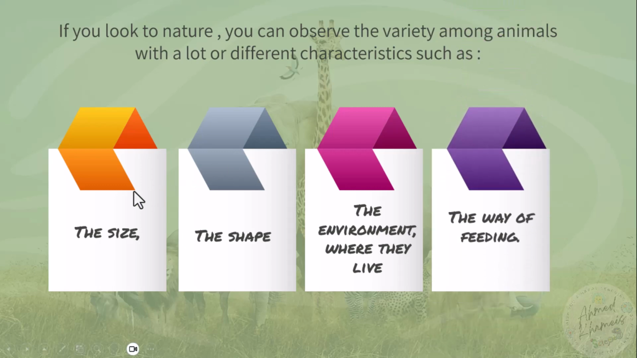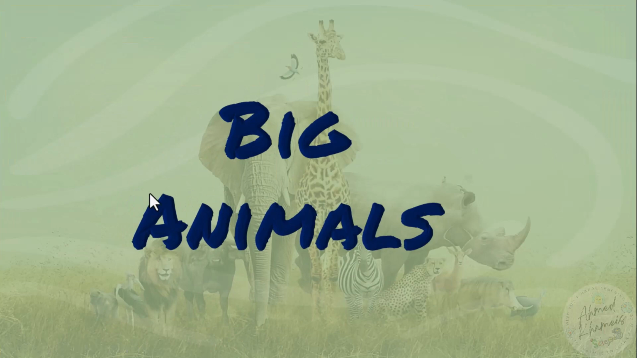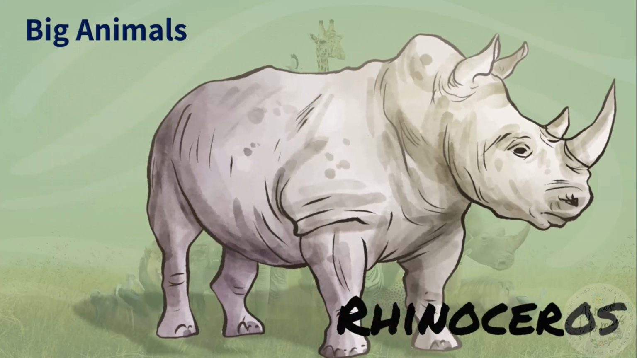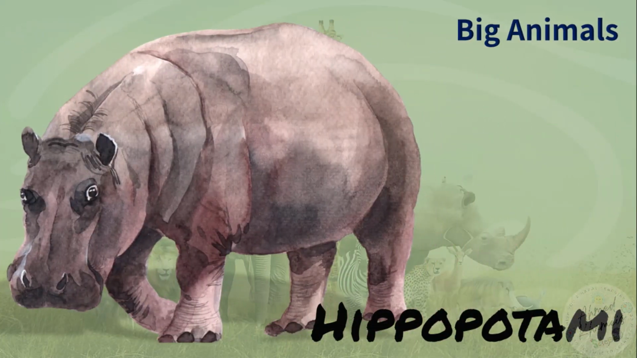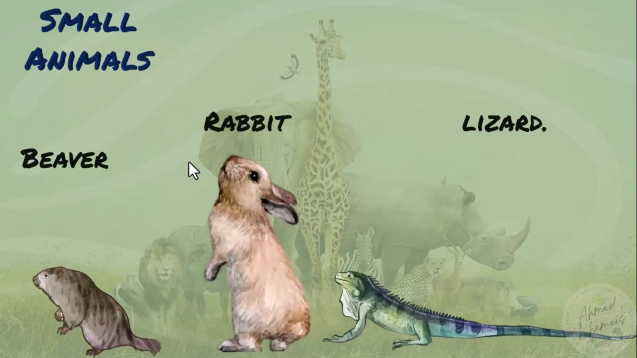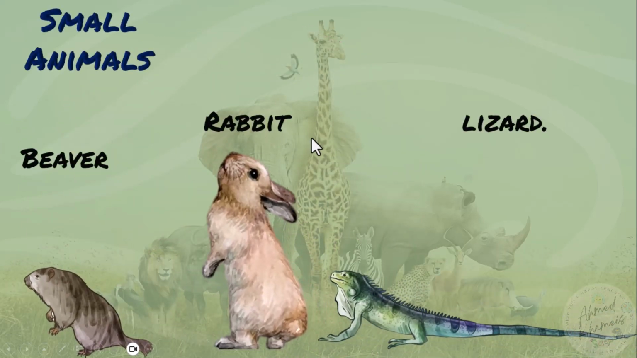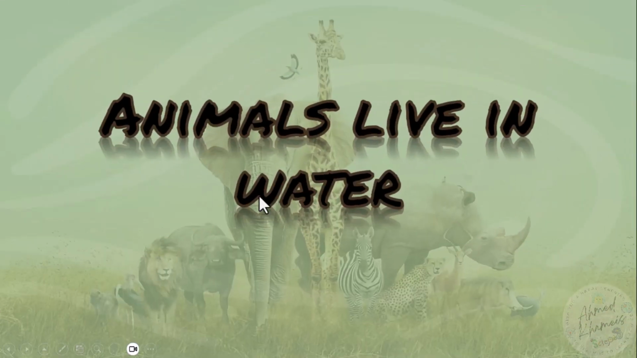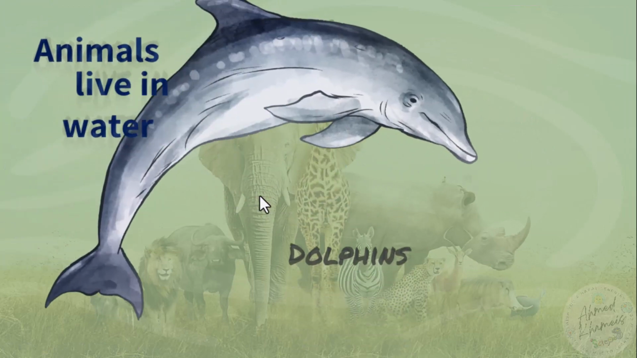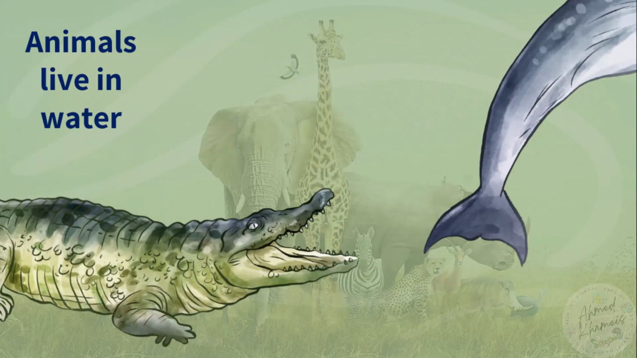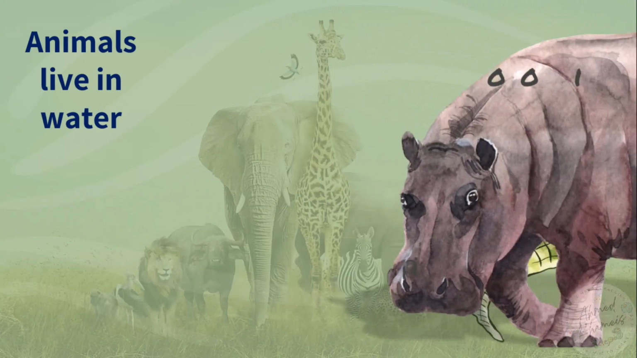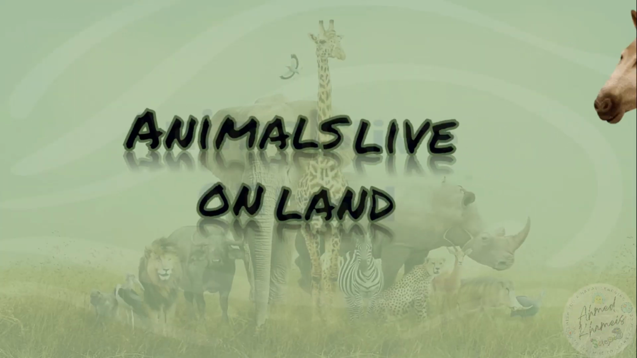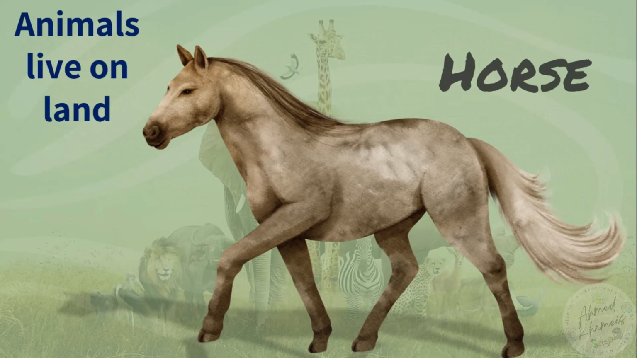So for the sizes, we have big animals like bears, rhinoceros, and hippopotami. And we have small animals like beavers, rabbits, and lizards. So for the environment where they live, we have animals that live in water like dolphins, crocodiles, and hippopotami. Animals that live on land like horses and dogs.